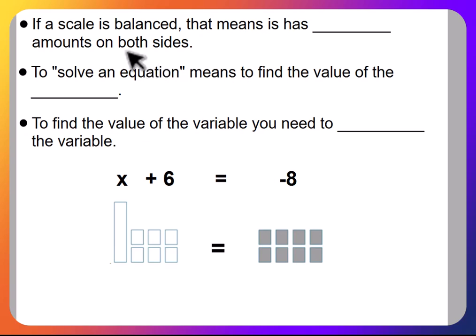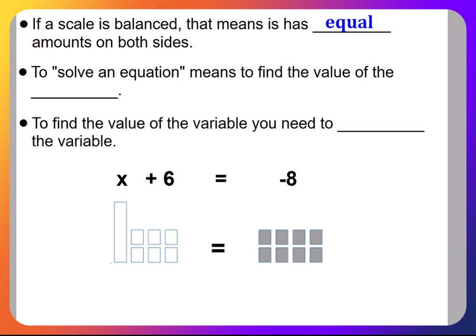Okay, if a scale is balanced, it means that it has equal amounts on both sides of the scale. If one side of the scale has more, then it's out of balance, but as long as the amounts are equal, then your scale is balanced.